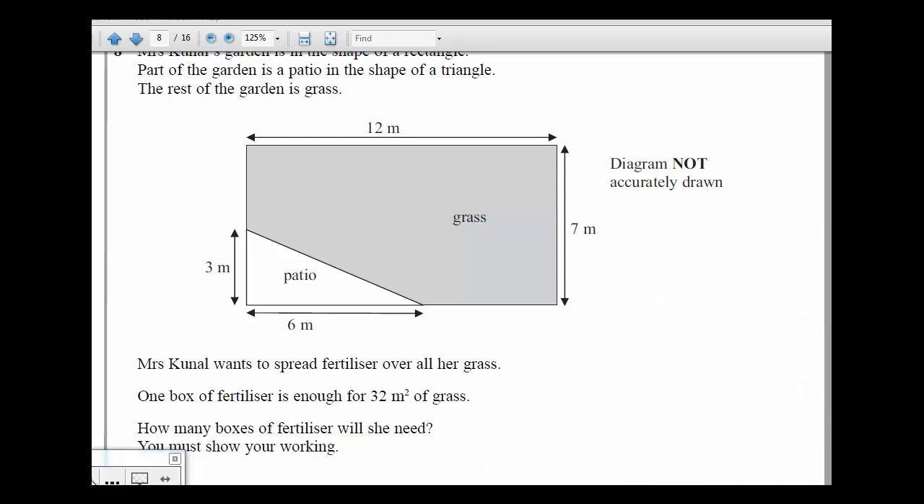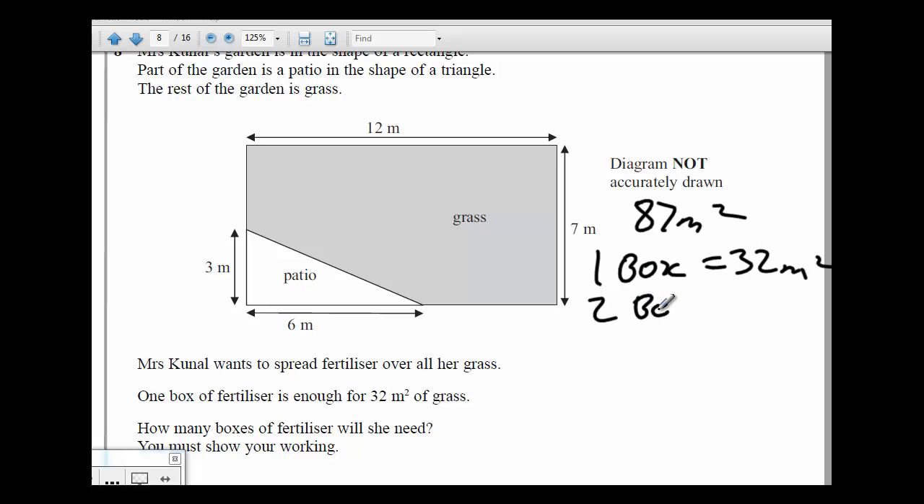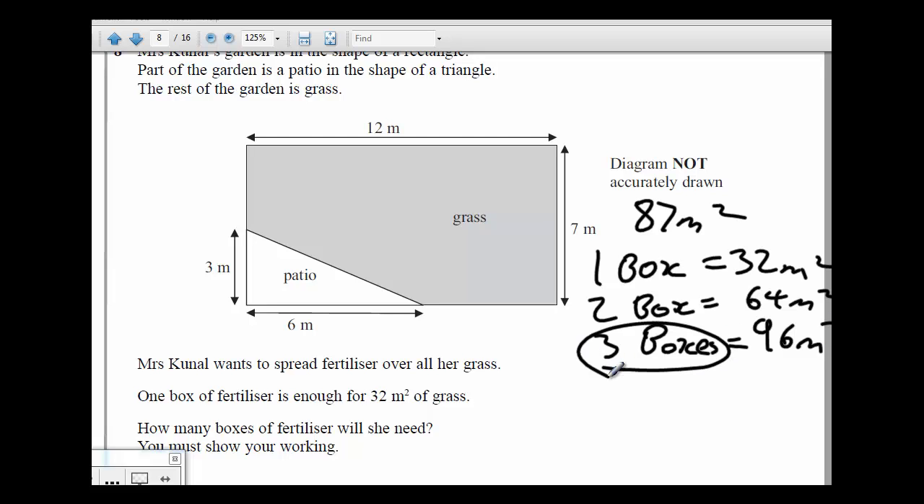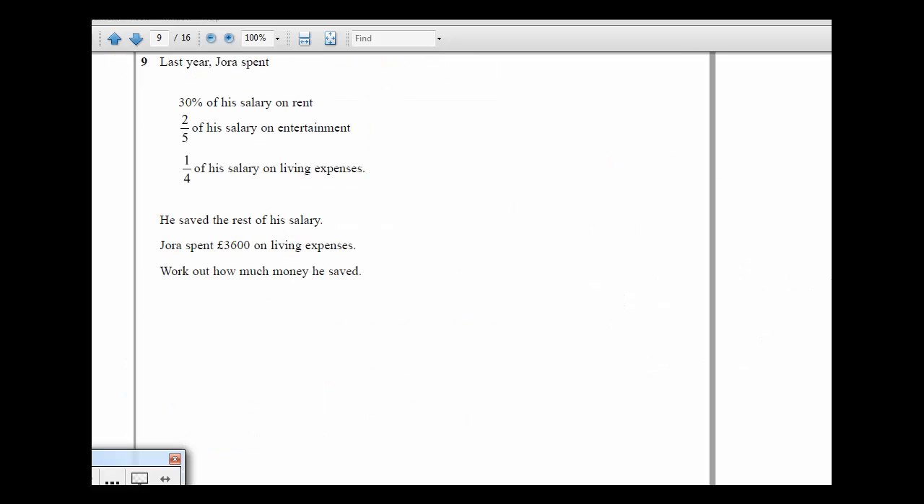So to do that, we know we need 87 metres squared. So one box does 32 metres squared. So two boxes would do 64 metres squared. That's still not enough. And three boxes would do 96 metres squared. So clearly then we're going to need 3 boxes of fertiliser to cover that area.